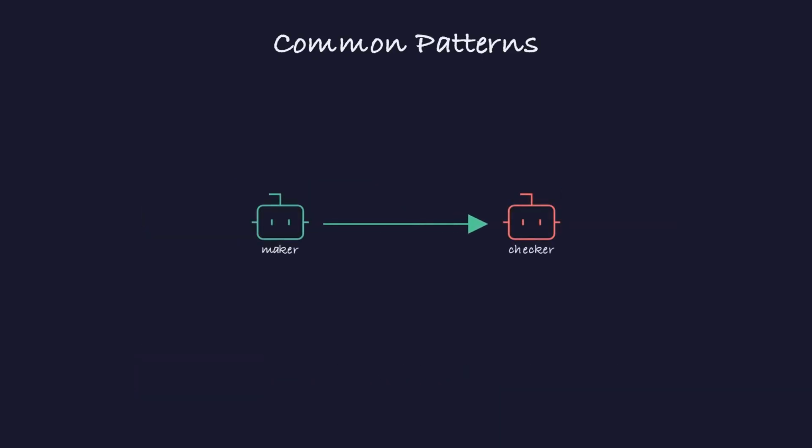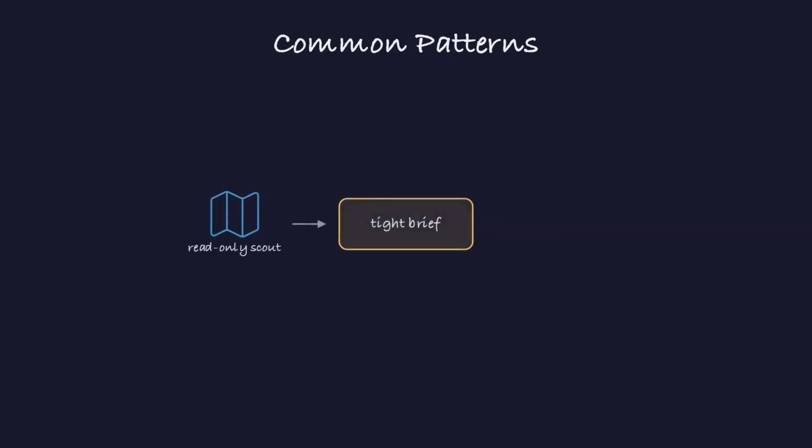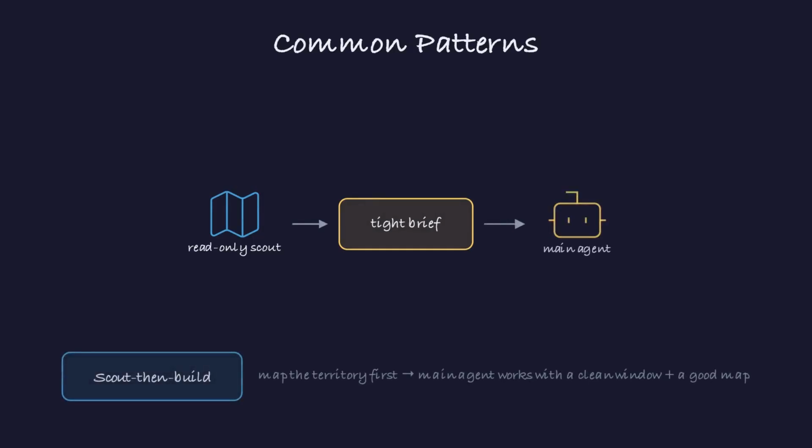Maker-checker, one agent produces, a second one challenges it. Adversarial review for anything high stakes. And scout then build. Send a read-only scout to map the territory first. Return a tight brief. Then the main agent works with a clean window and a good map.